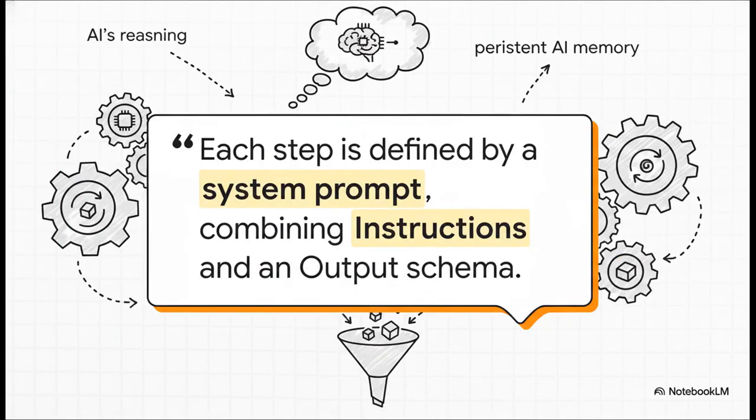So how does it control all those steps? It's not magic. And this is really the key. As the source says, each step is defined by a system prompt. What that means is there's a prompt that combines specific instructions to guide the AI's logic with an output schema that tells it exactly how to format the result. It's a very structured, very engineered process.